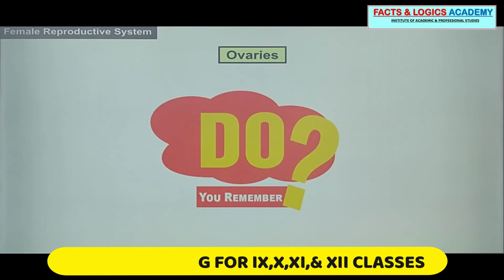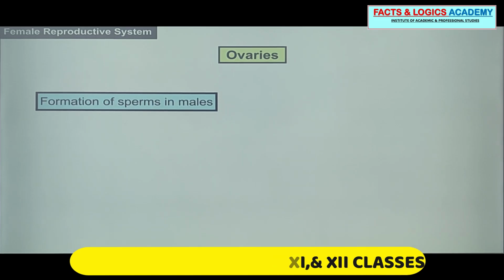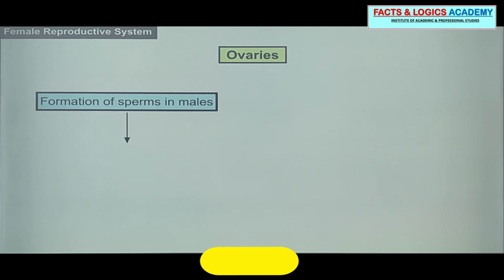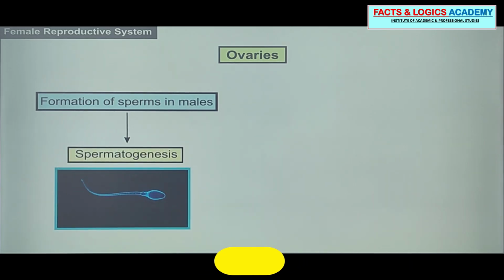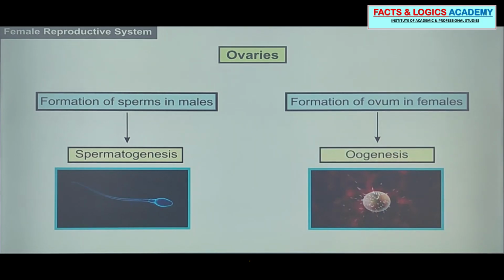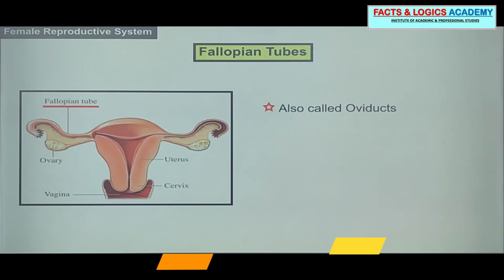Students, do you remember what the process of sperm formation in males was called? Yes, you guessed it right. The process of sperm formation in males is called spermatogenesis. Similarly, in females, the production of ovum takes place inside the ovary, and the process is called oogenesis. Now, let us discuss the second organ of the female reproductive system, that is the oviducts or the fallopian tubes.